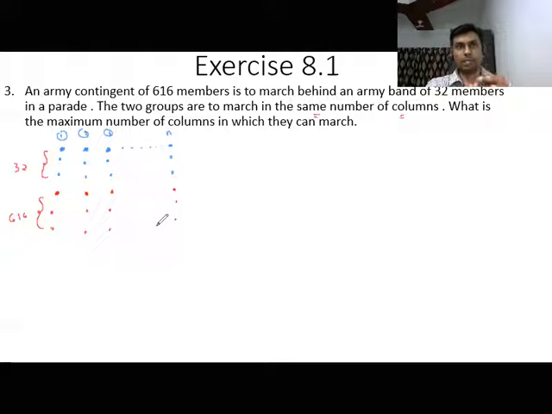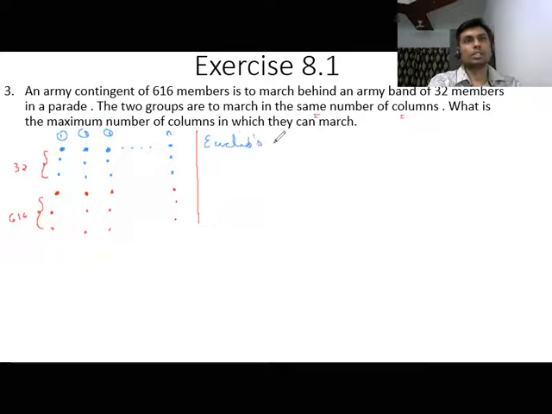So the question is very simple. You find the highest common factor between 616 and 32. That's what you have to find. So you understood that idea? So blue is the army band. We don't know how many columns are there, but totally 32 members are there. Exactly behind them, 616 soldiers should march in the same number of columns. So same number of columns, and it's a maximum number. So maximum number means highest. Highest common columns. So you have to find HCF, highest common factor. To find highest common factor, we can use Euclid's division algorithm.